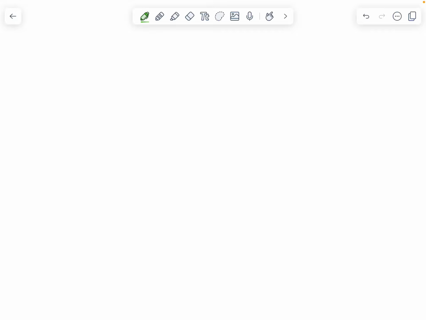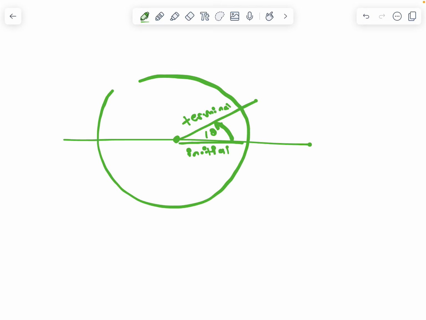So imagine you have this circle right here, and you are going to rotate 10 degrees this way. So you always start right here. This is the initial side. And this side right here, when you rotate 10 degrees from the initial side, we call this the terminal side.